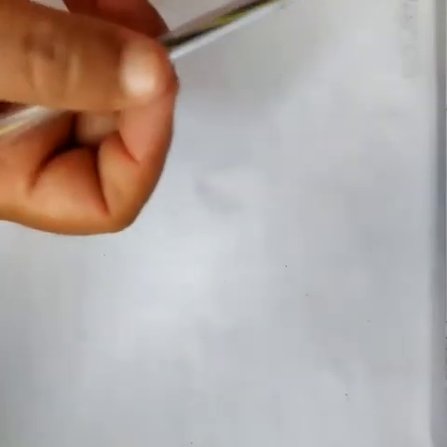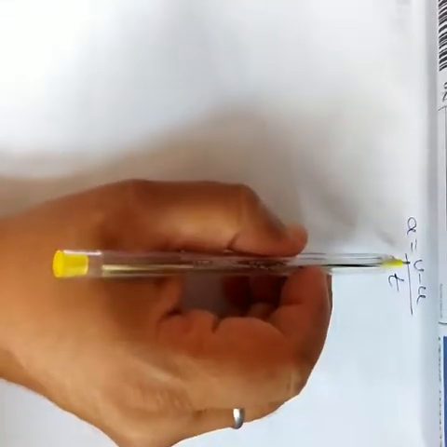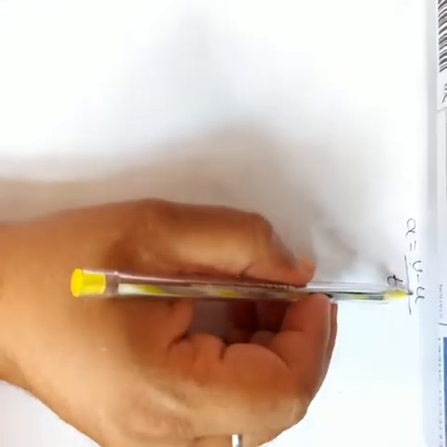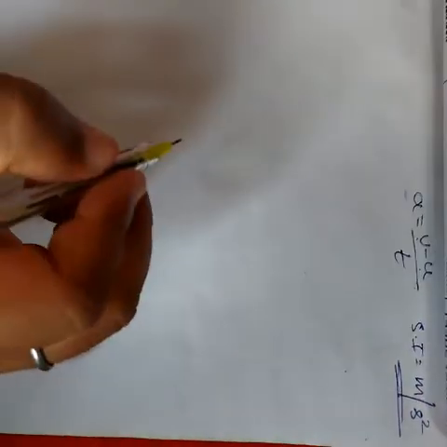Yesterday we discussed what acceleration is. The rate of change of velocity is called acceleration. Its SI unit is meter per second square. Remember that the SI unit is meter per second square. The formula of acceleration is a equals v minus u upon t, where v means final velocity, u means initial velocity, t is the time taken, and a is acceleration. This is the SI unit of acceleration.